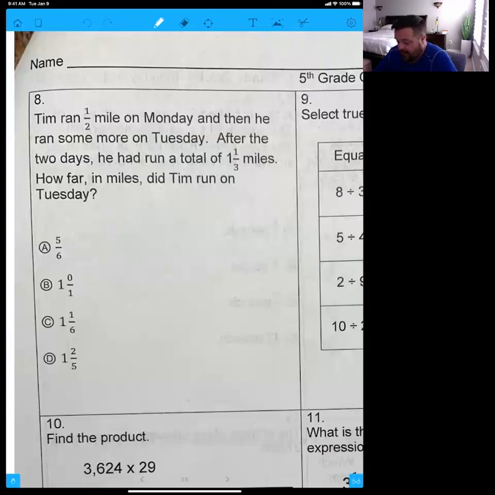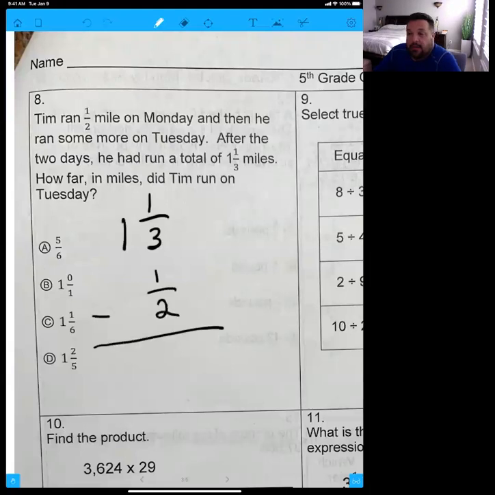Okay, we let number 8 confuse us because there's a lot of words in it, right? We know after the 2 days, he ran a grand total. The most he ran was this, right? Was 1 1/3. And we know that we want to find out how much he ran Tuesday. So we're going to take away how much he ran on Monday to find out how much he ran on Tuesday.